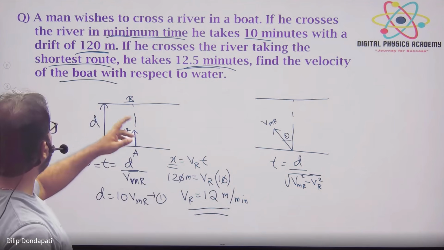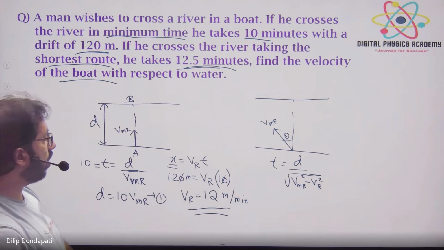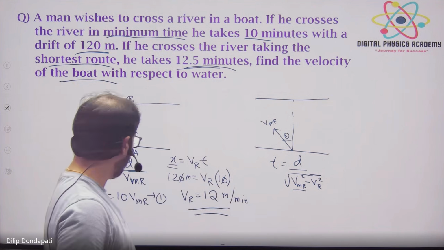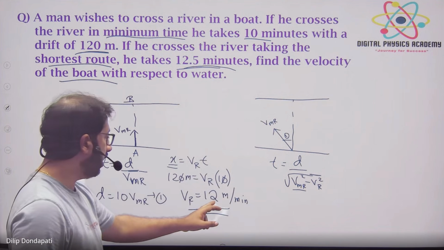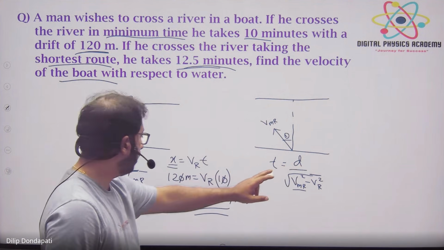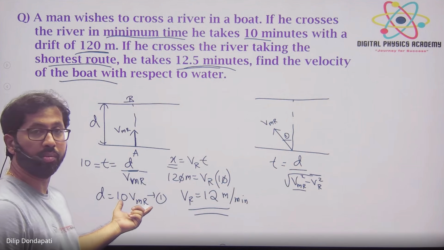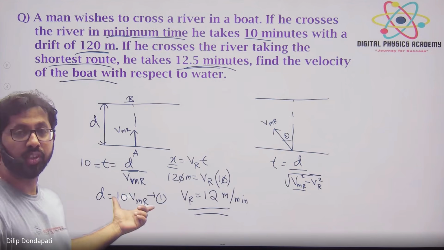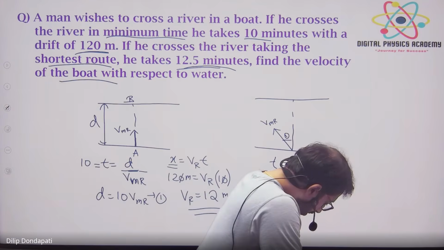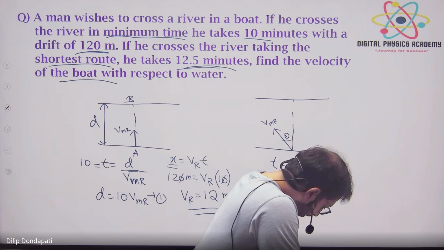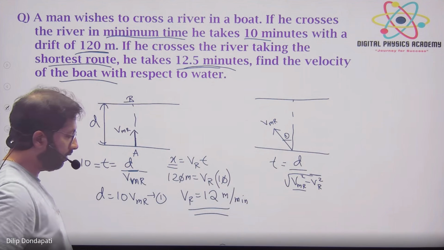Now find the velocity of the boat with respect to water, meaning we have to find VMR. Velocity of river you got from this, right? And distance you can use 10 times of VMR. Use it and solve. Did you understand? Use this equation. Yeah, I'll get 20. How much do you get? So 20 meter per minute, right? Yes, it will come in meter per minute. Okay.